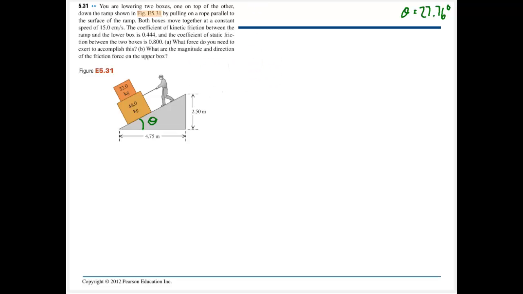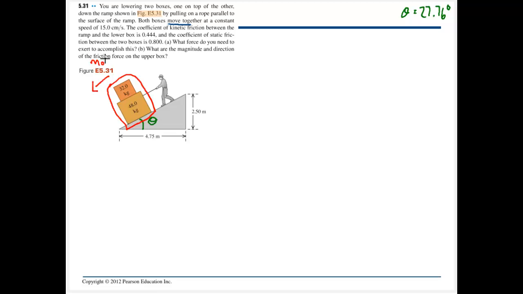Okay, so it asks for what is the force you need to accomplish this, and the one thing that you know is it's talking about the system of the boxes, because both boxes are going to move together at a constant speed. So rather than split it up and draw free body diagrams for this guy and then try to marry them together, which is possible, it's just a little bit harder, I can consider this to be my system that the fella is lowering in that direction.